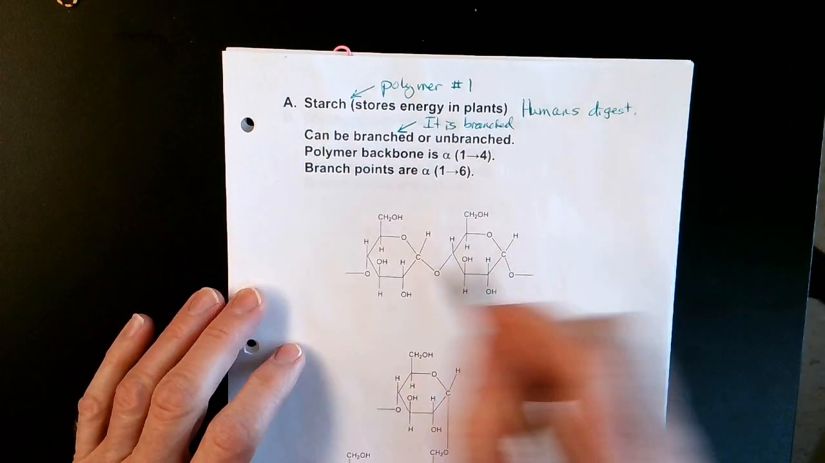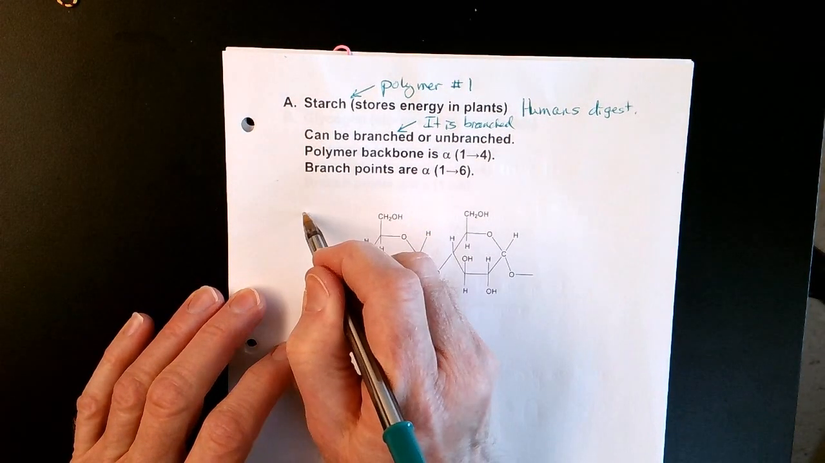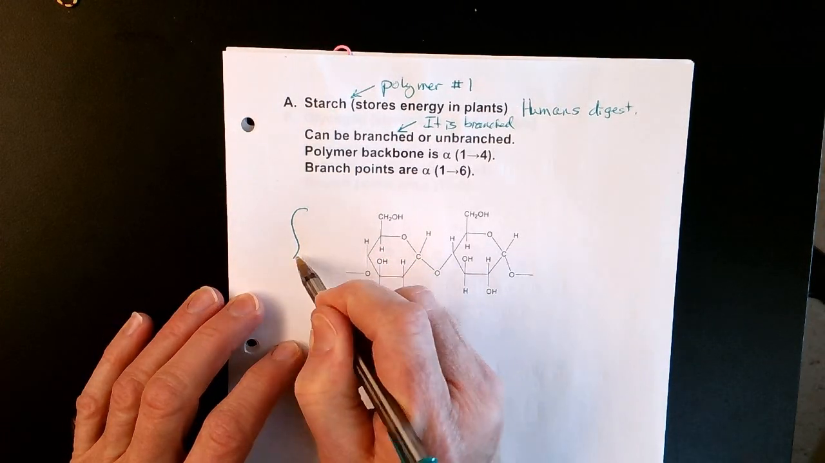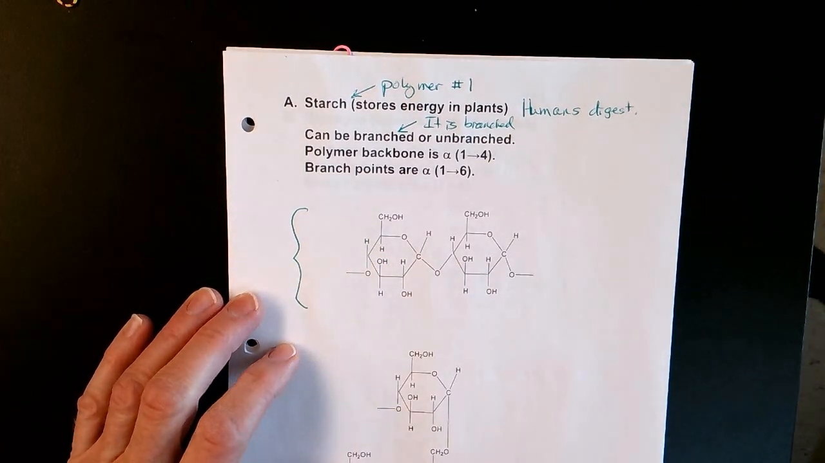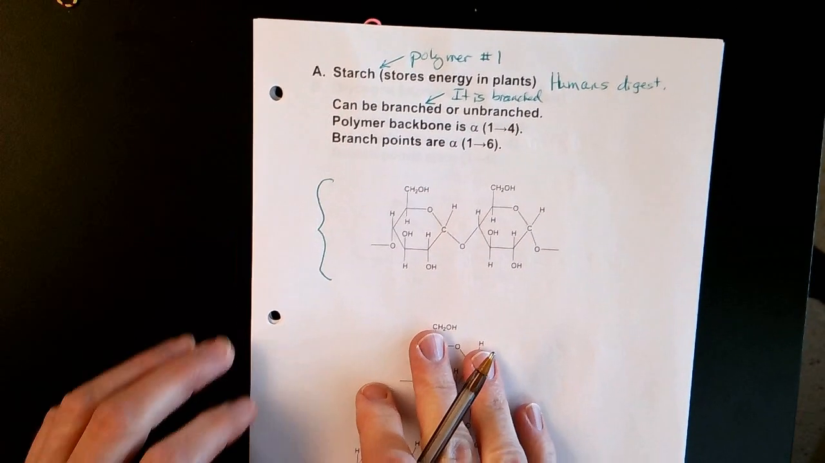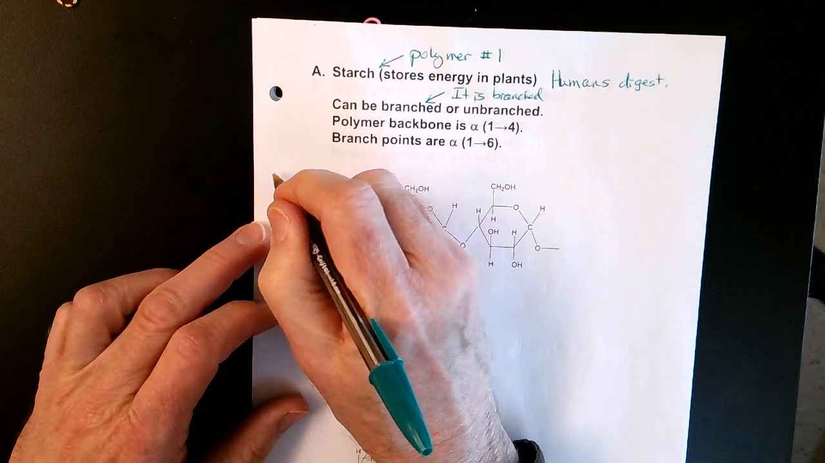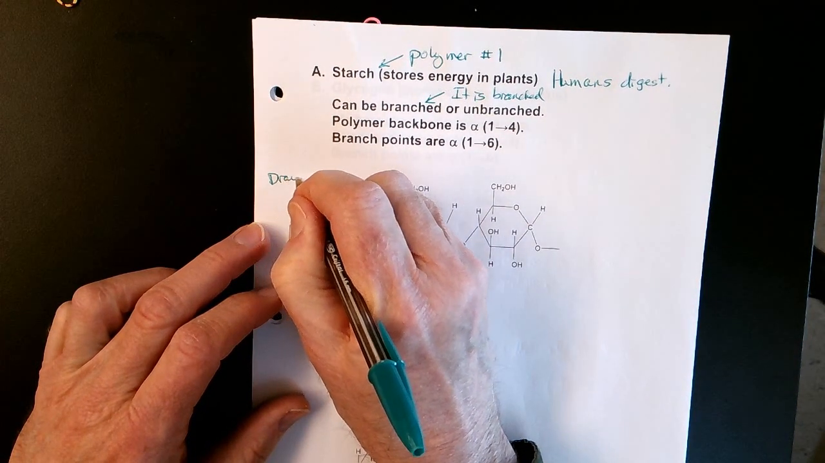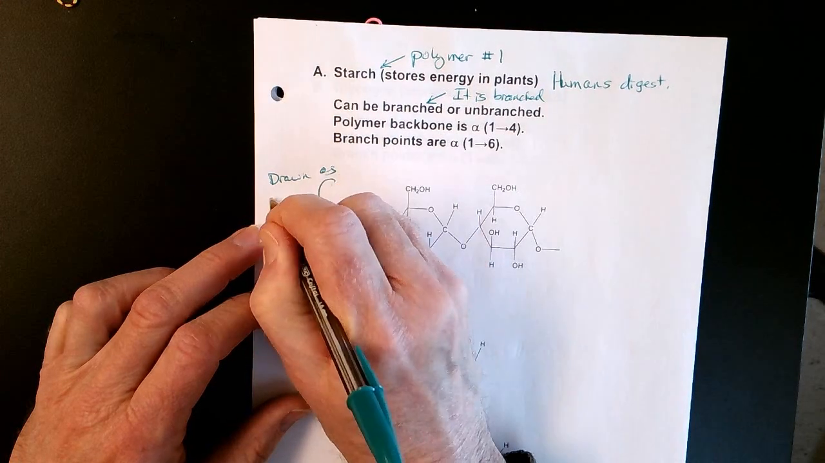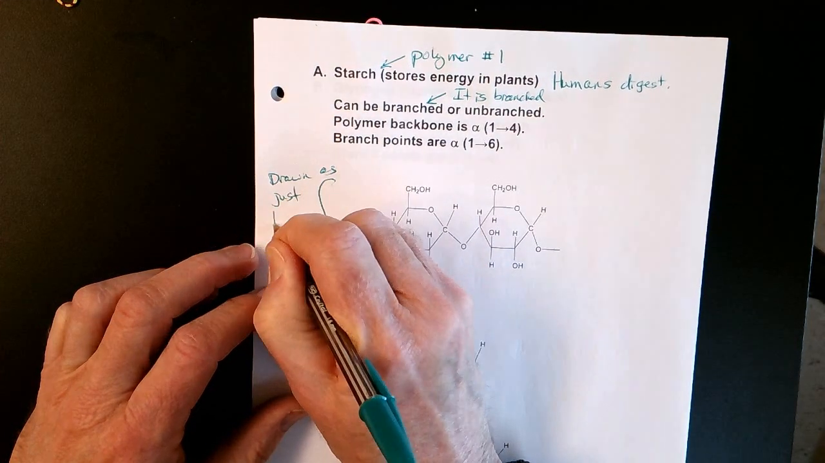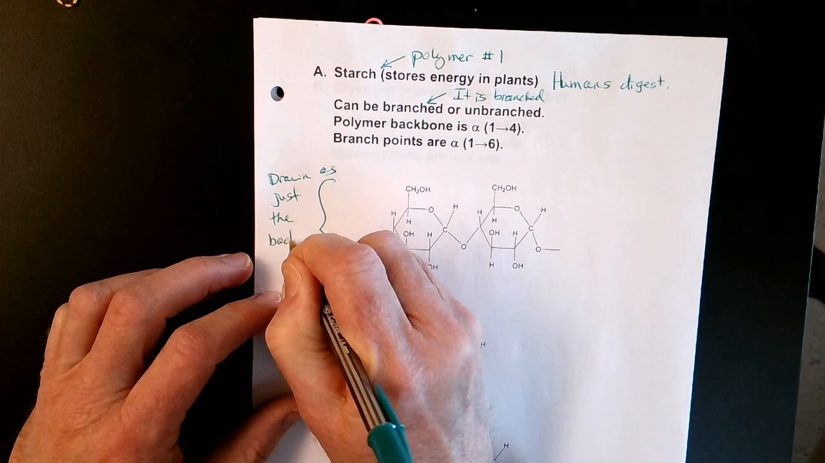Now, if you're wanting to make a difference between these 2 main parts of the diagram right here, think about this as kind of level number 1. So this is now drawn as just the backbone.